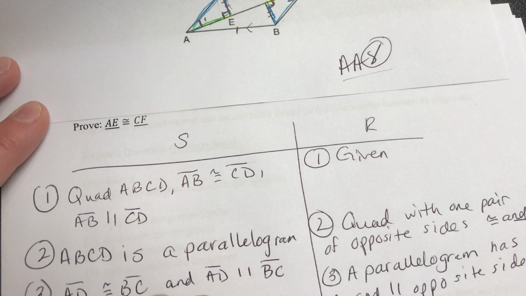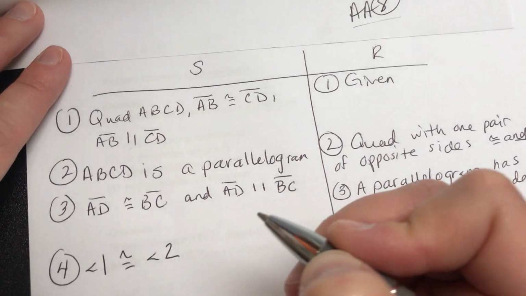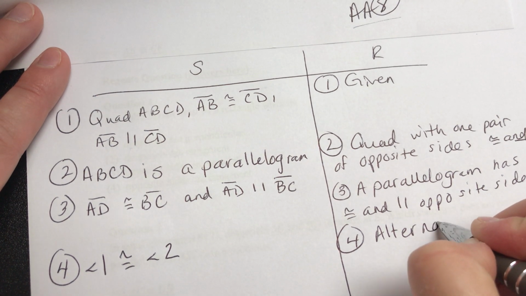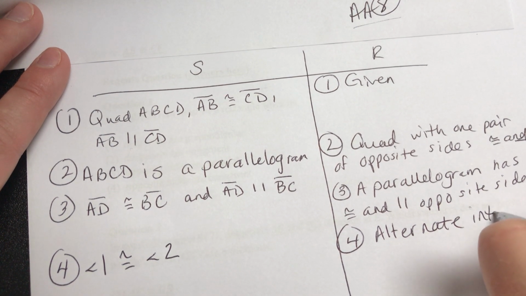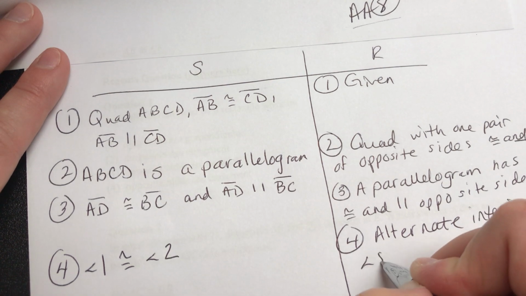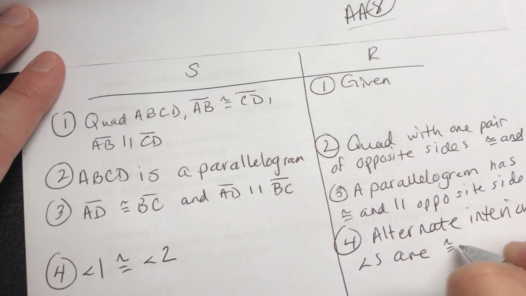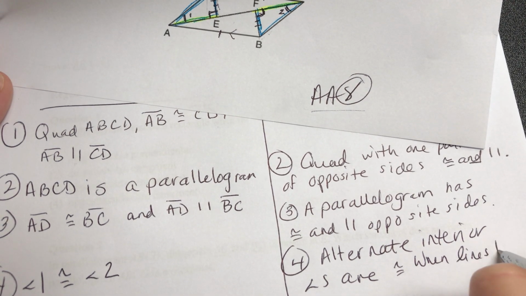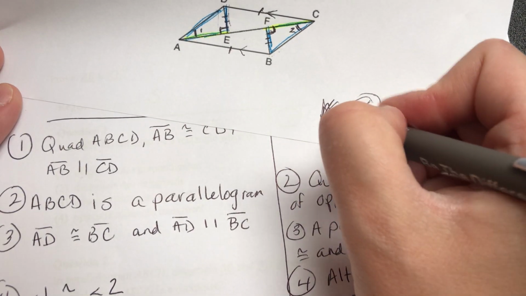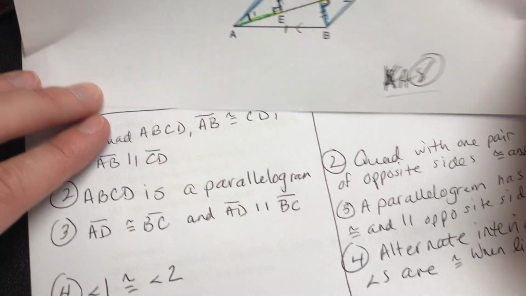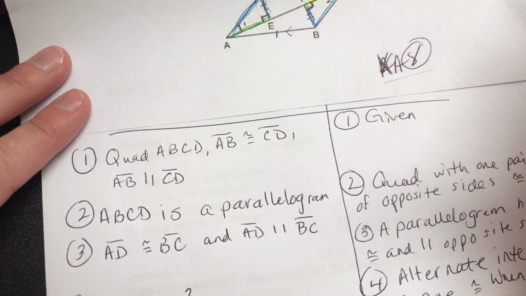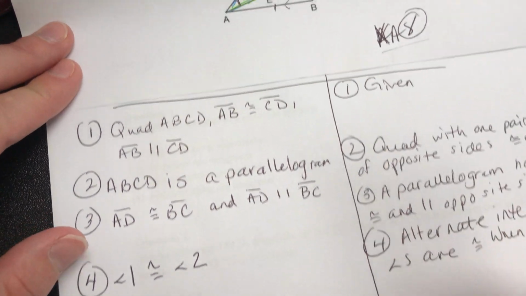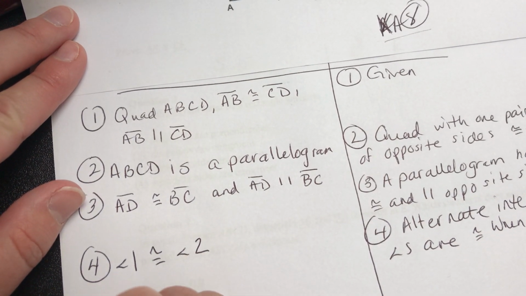And that's going to be angle 1 is congruent to angle 2. And those are alternate interior angles, which are congruent when lines are parallel. And now an angle is out of there. Okay, back to the givens. I fully went through my thought process of getting one of those angles. Now I'm going back to the givens to get the rest of my information.